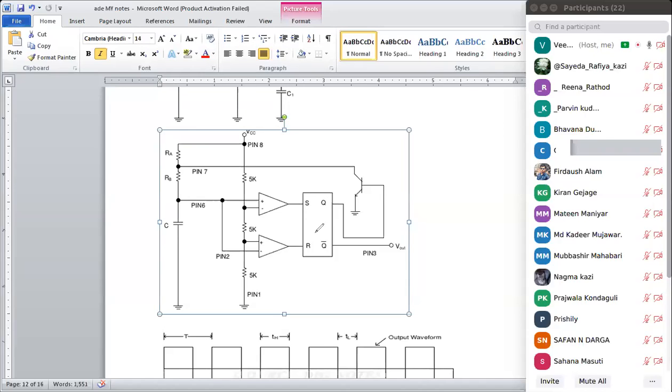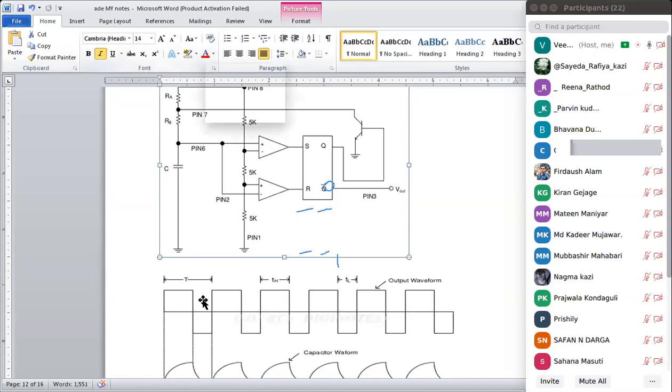SR flip flop, I think you know how it is going to work. S is set, R is reset. So now, first consider the value of Q is 0, and the value of Q bar is going to be 1. Now what is the waveform that I'm going to get here?